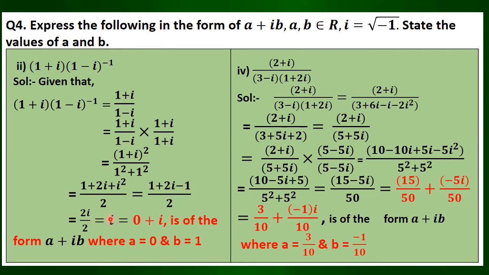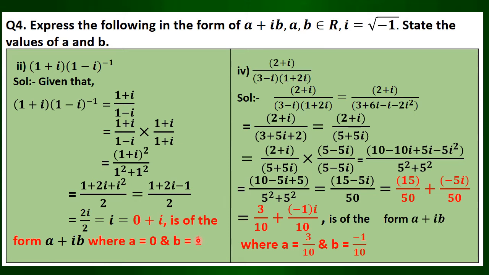And i can be written as 0 plus i, of the form of a complex number. Now, which is of the form a plus ib, where a is equal to 0 and b is equal to 1. The coefficient of i is called the imaginary part, that is b. So the coefficient of i is the imaginary part b, that is b is equal to 1.